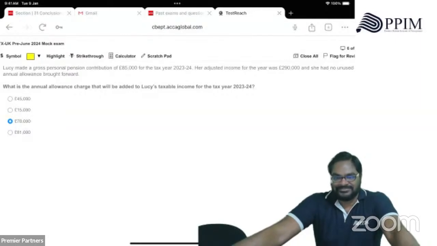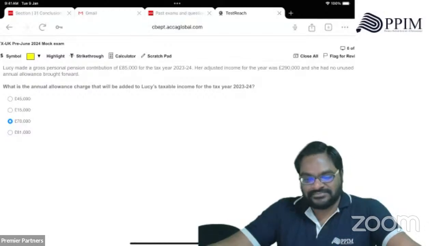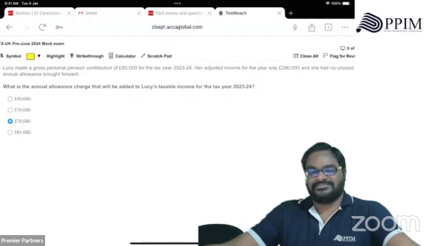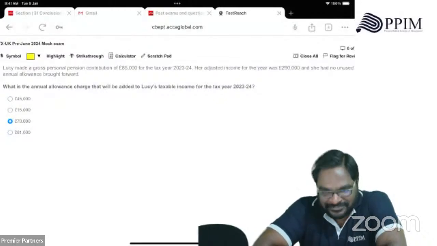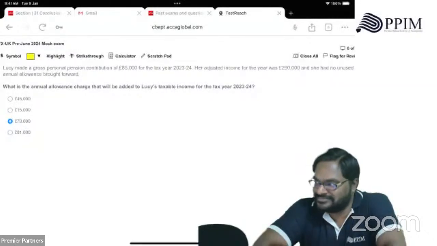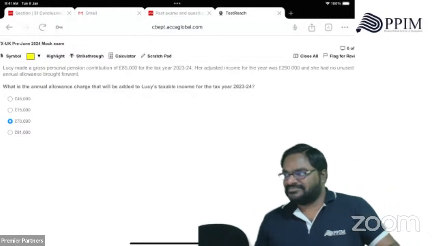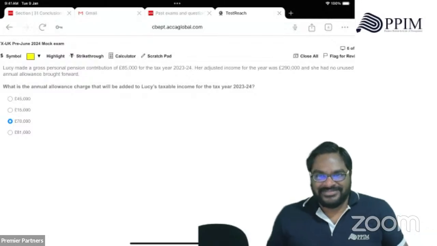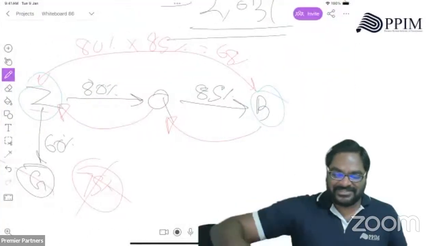Adjusted income is 290,000 minus 240,000, the difference, taken at 50%, which is 25,000. That is the reduction in annual allowance. So from 40,000, when we subtract 25,000, 15,000 is the annual allowance given. But the pension contribution is 85,000. So the excess amount is 70,000, for which we charge the annual allowance charge. Finally. So let's put the numbers into the sheet.